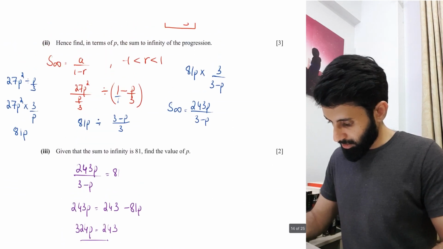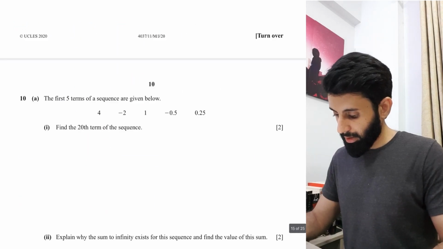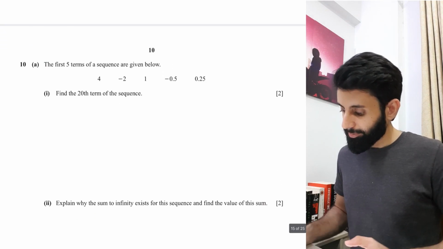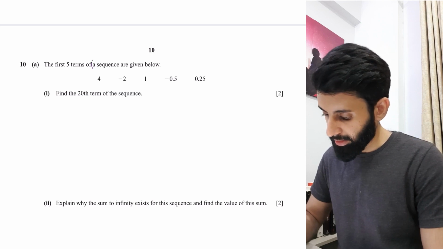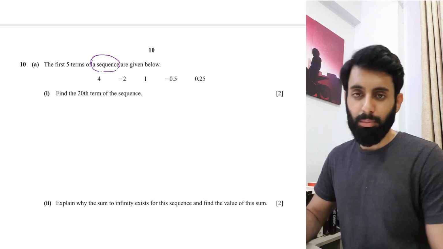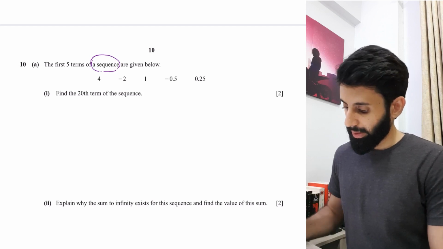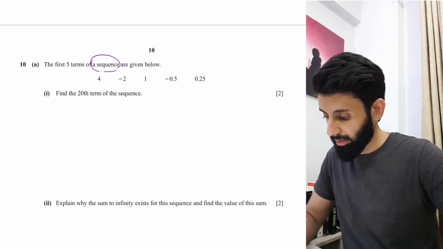And the question that we just solved, by the way, I don't know if I mentioned it. This is also from May June 2020, paper 1, variant 1. Okay, so it says here the first 5 terms of a sequence. So we don't know what kind of sequence we're dealing with. Could be a geometric sequence, could be an arithmetic sequence also, are given below, and we're supposed to find the 20th term of the sequence. So let's quickly find out the kind of sequence that we're dealing with.